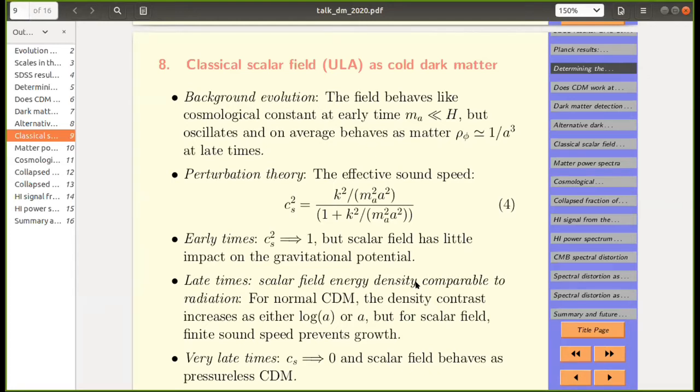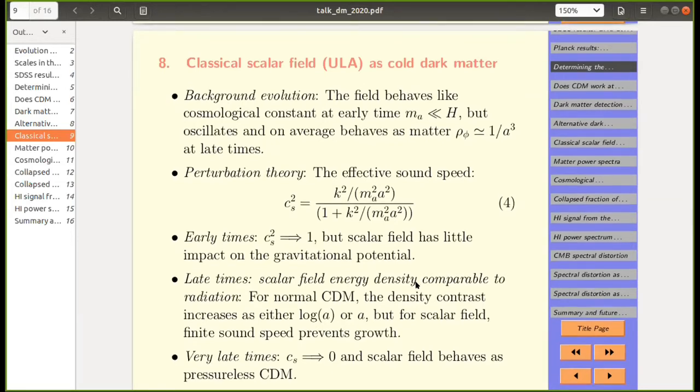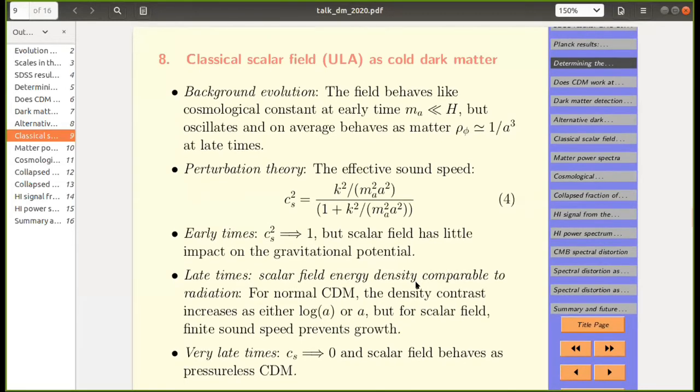So the background evolution does suggest that we should look at the perturbation component of this theory. And the perturbation is very interesting, in that this scalar field has an effective sound speed. This effective sound speed is not zero, as it is for the normal CDM component, but finite, and it changes with time, and it's a function of scale. At very early times, c_s goes to 1, which would suggest that nothing can actually cluster below the horizon scale, but the scalar field has little impact at that time on the gravitational potential. You can change things at very early times with little impact on observables at late times.